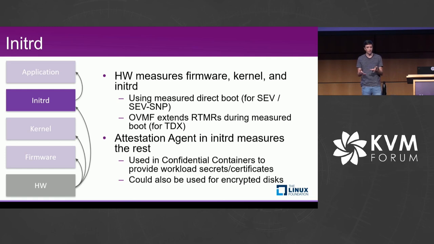So for SEV and SEV-SNP, we've been working on something called measured direct boot, which injects some hashes into the firmware binary. That whole firmware binary is measured, and then those hashes have to match what gets passed in via the firmware config on a direct boot. So we can already use that to measure the initRD. So what if we just put something in the initRD that will help us out here? TDX actually supports this too. With some patches, you can have OVMF extend the RTMRs on a boot to make sure that those things all get measured. This is the approach that we actually take in confidential containers.